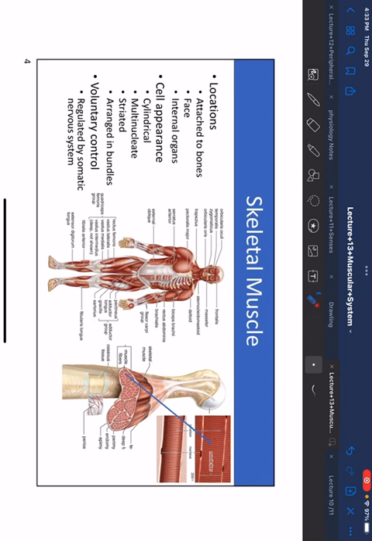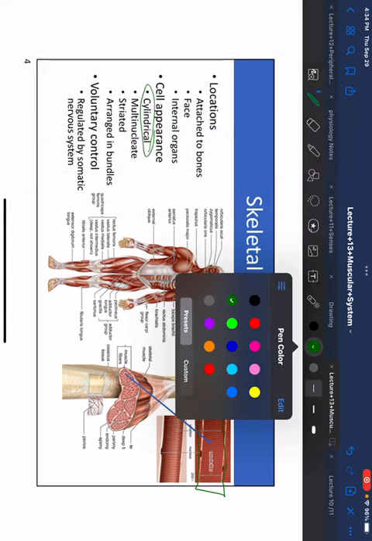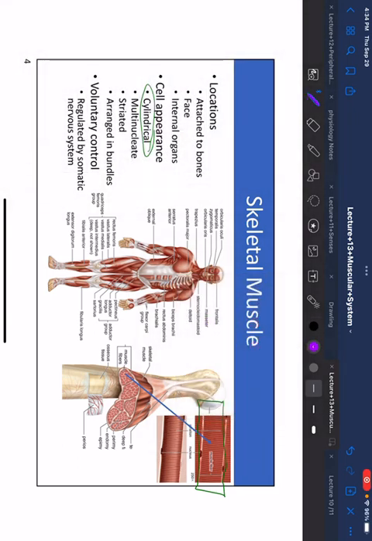If you look at skeletal muscles underneath the light microscope, it looks something like this. Skeletal muscles are these long cylindrical fibers. So you'll see that they're arranged into cylinders. And a unique feature is they are multinucleate, meaning they have multiple nuclei hanging out along the periphery of the muscle fiber.